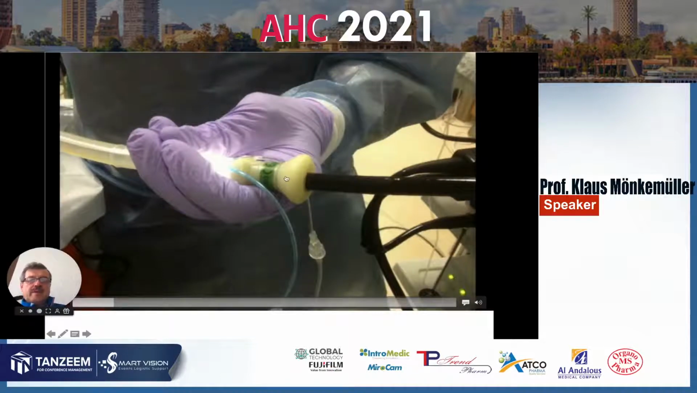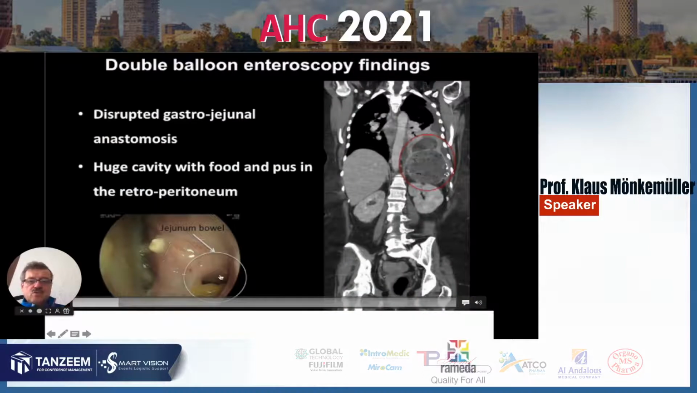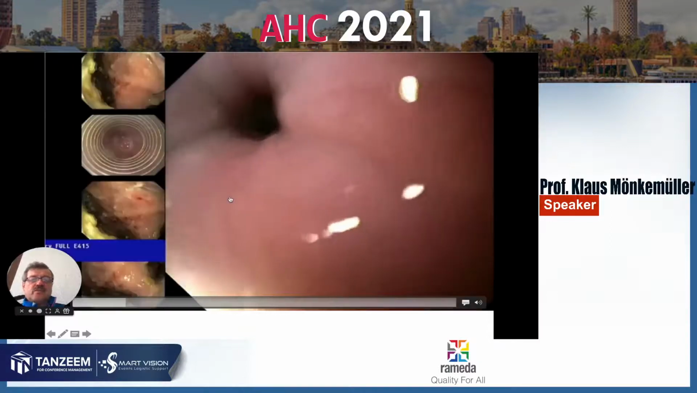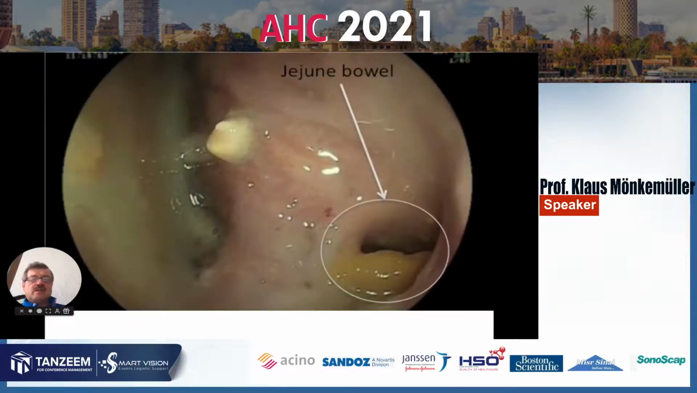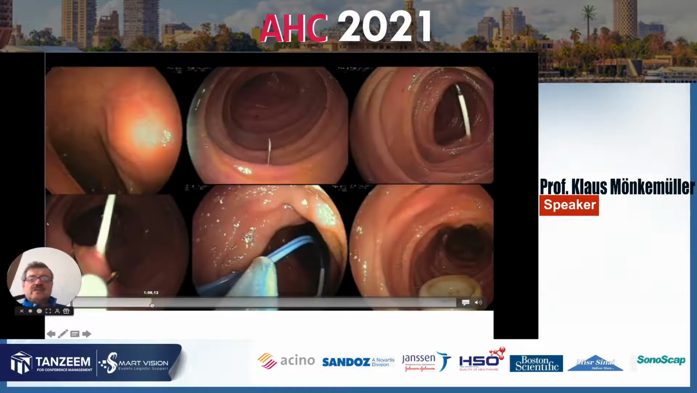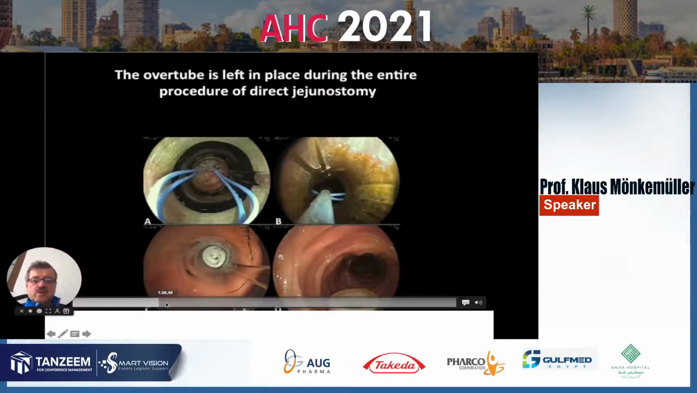We performed deep enteroscopy, and during enteroscopy the jejunum could be seen, but you can see here the huge cavity. Therefore, the first step that we did was to place a direct endoscopic jejunostomy in the jejunum to guarantee feeding. As you can see here, we performed direct jejunostomy.